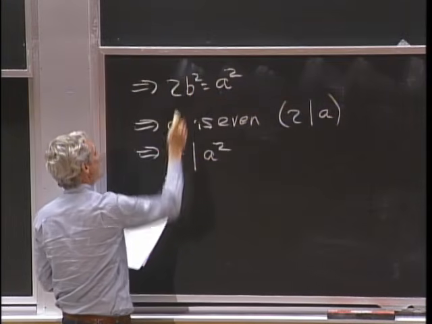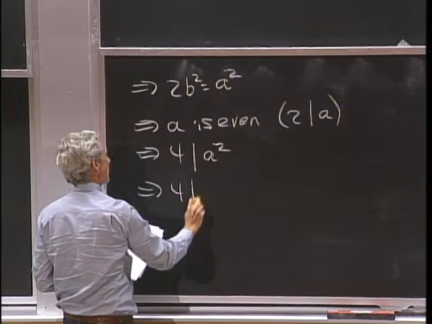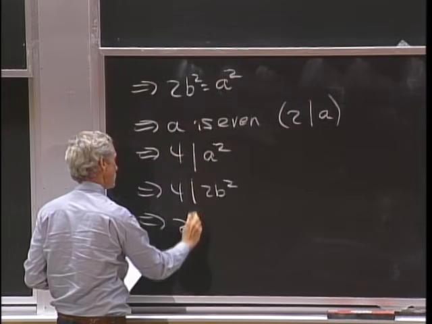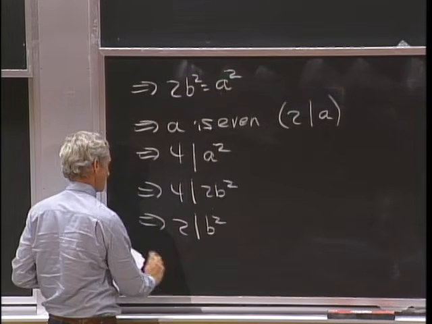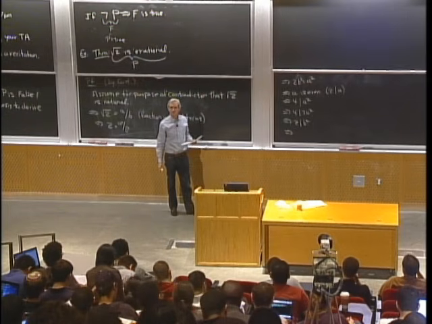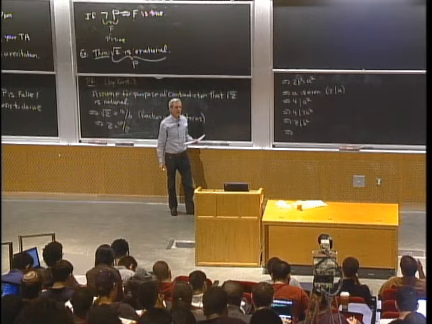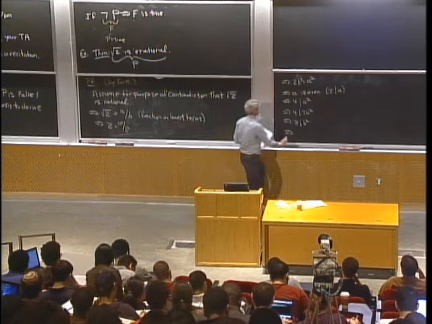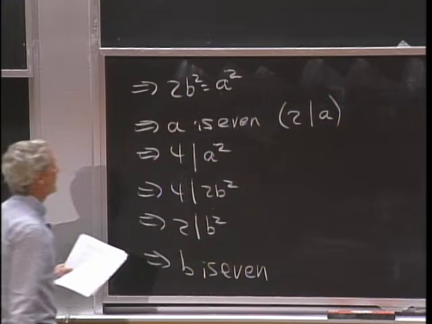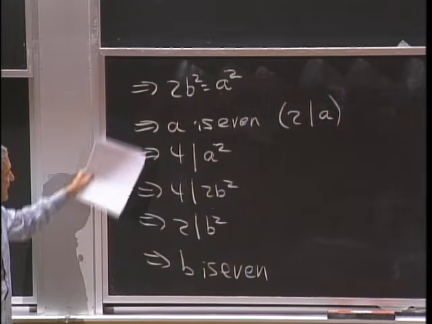A squared is 2b squared, so that means that 4 divides 2b squared. Divide each side by 2, which means 2 divides b squared. What does that imply about b? B is even. Good. Well, I've got a is even and b is even.